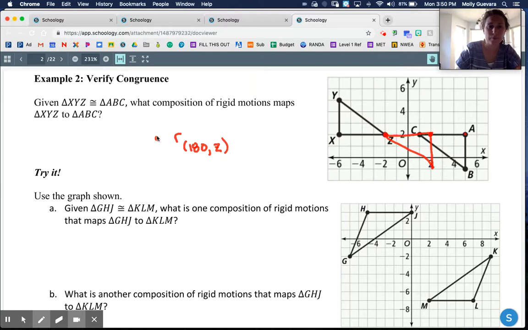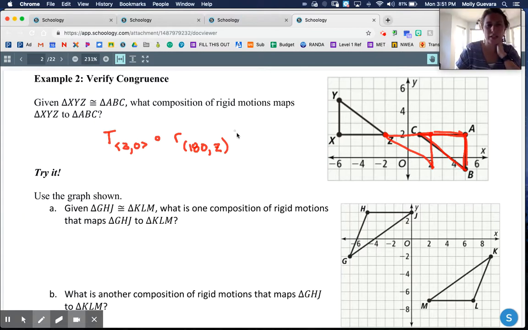So I'm going to combine this with a translation of 3 units to the right, so positive 3, and 0 units up or down. That transfers it over so that it lines up with this triangle now. And that's what I'm looking for.